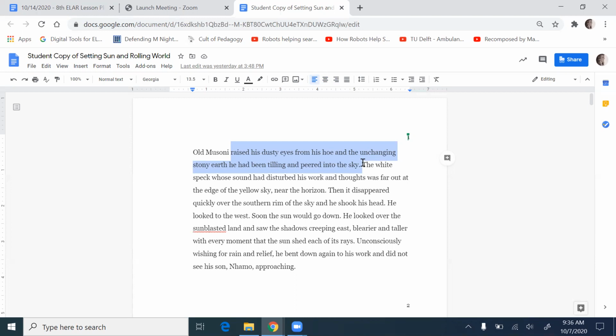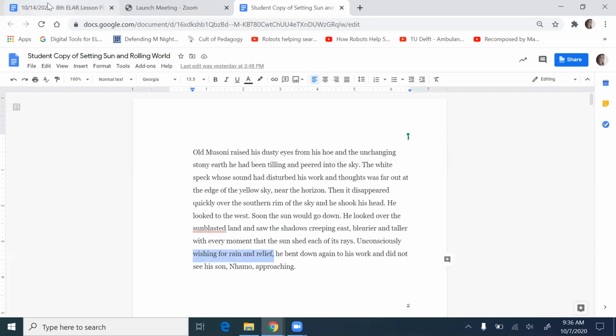He's using description. Description is when a paragraph is filled with imagery because the author just wants you to see the picture. He wants you to see that this farm is dusty and dry. He wants you to see that the farmer is looking over the sun-blasted land and seeing the shadows creeping east, blearier and taller with every moment that the sun shed each of its rays. It's hot and it's dry and it's dusty. He's wishing for rain and relief. Does this look like a picture of a prosperous farm? Or does this look like a picture of a farm that's dry and dying?